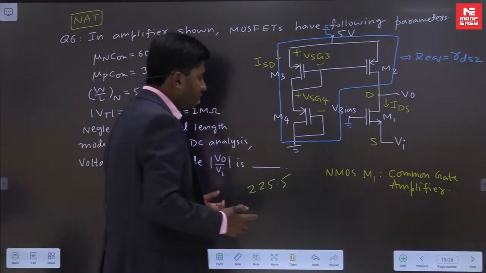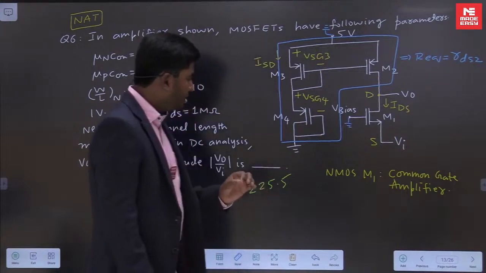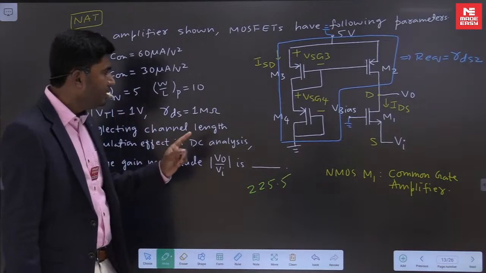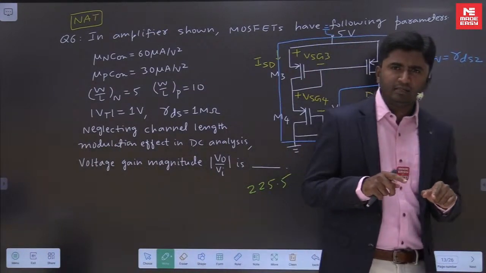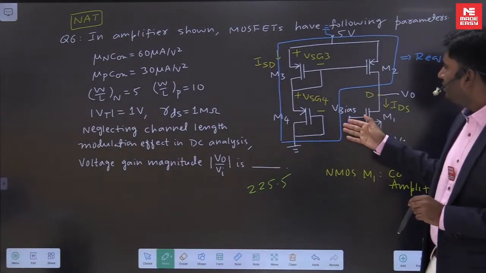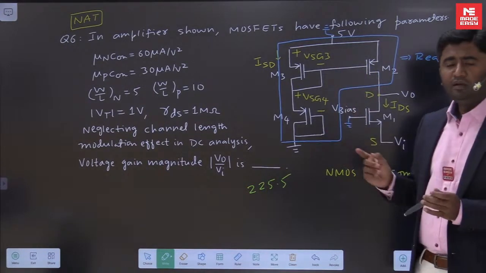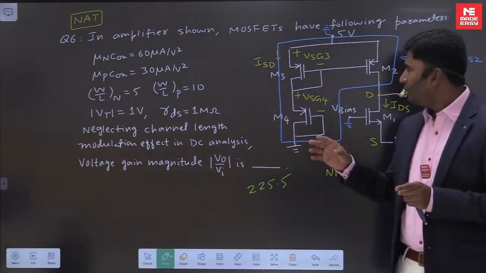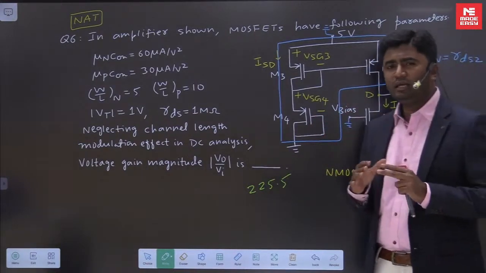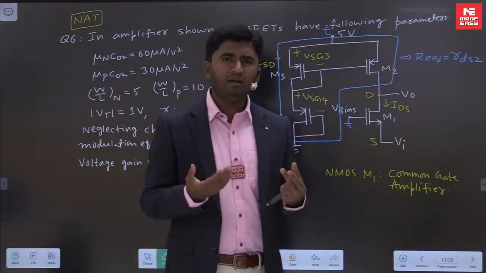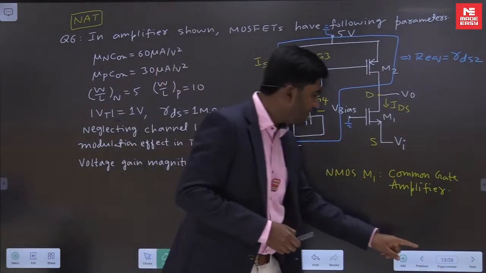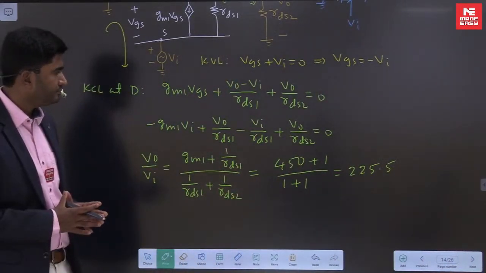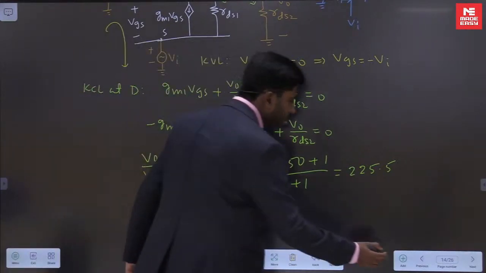Then we will proceed to the next question, but let me quickly revise this solution once again. We first did DC analysis. Through DC analysis we calculated the drain current. From that drain current we calculated GM1. Then we replaced the current mirror with equivalent resistance, replaced M1 with the small signal model, and from there we got our voltage gain equal to 225.5. Let us move to the next question.